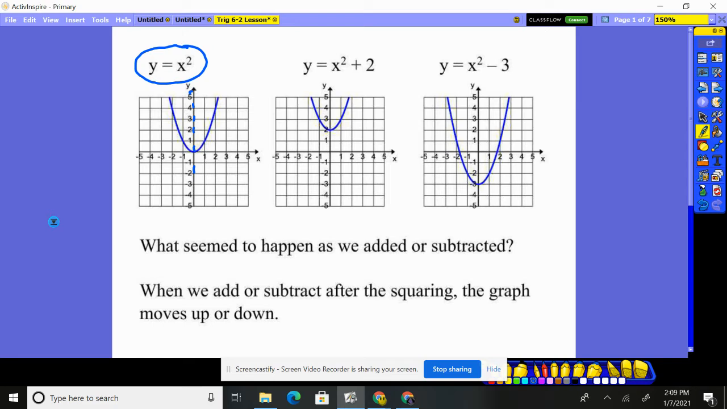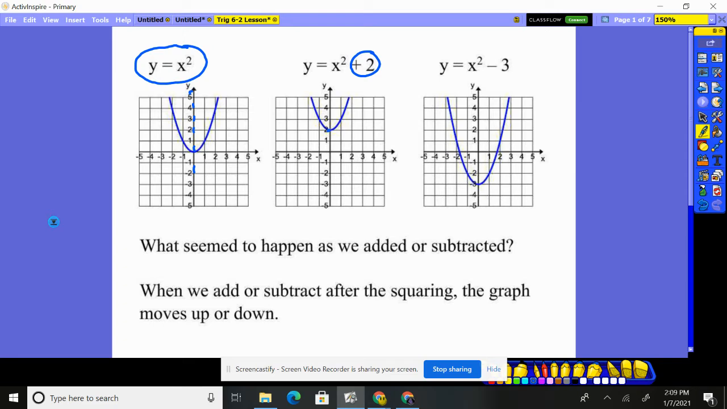Well, what happens if we start doing things to it? Like here, what if we add 2 to that x squared? How does this guy do? What does he do? He shifts up 2. Notice he simply went whoosh, up 2 units. Well, what if we subtract 3? Well, notice what he did. He simply slid down 3.